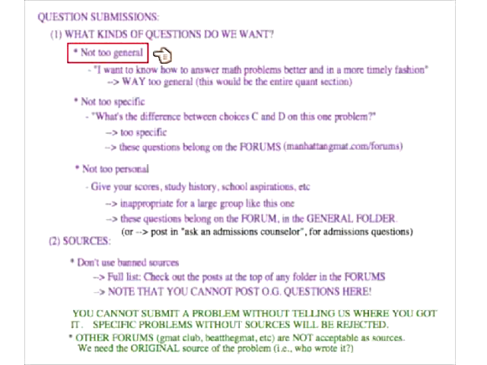Especially the not too general. We've still got a lot of people submitting things like, how do I do critical reasoning? Which, there's hundreds of pages on that.